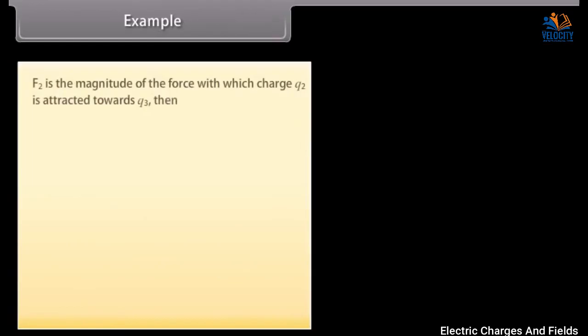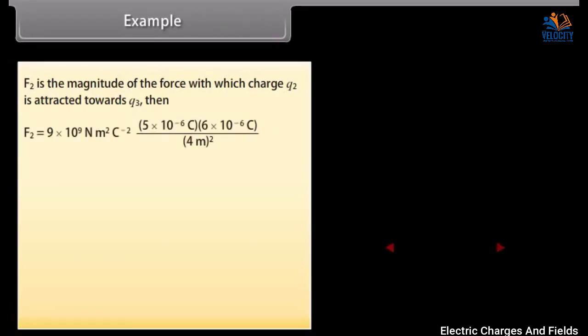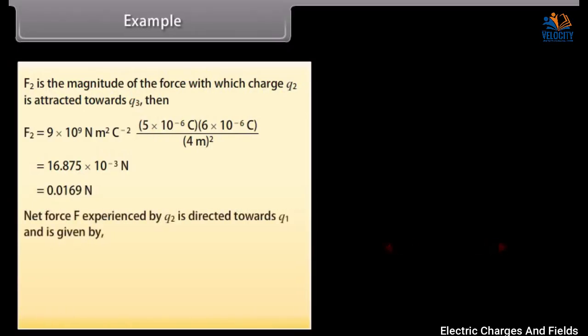0.045 Newton. F2 is the magnitude of the force with which charge Q2 is attracted towards Q3. Put the values in the above equation. We get F2 is equal to 16.875 into 10 raised to the power minus 3 Newton, which is equal to 0.0169 Newton. Net force F experienced by Q2 is directed towards Q1 and is given by F is equal to F1 minus F2, which equals 0.045 minus 0.0169 Newton, which is equal to 0.0281 Newton.